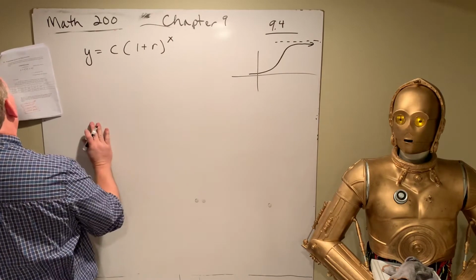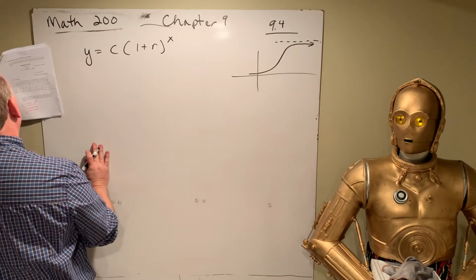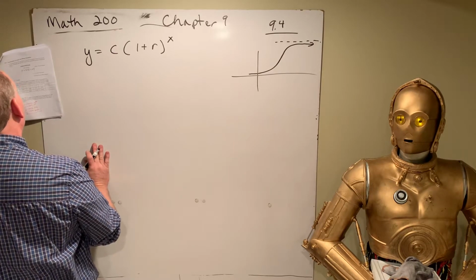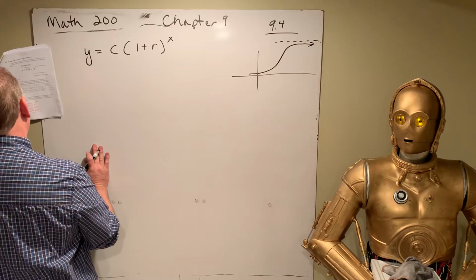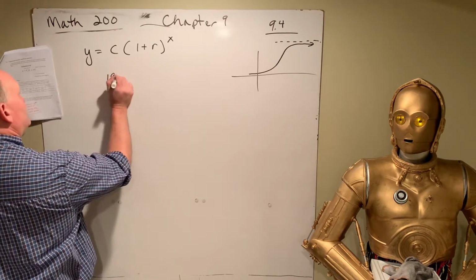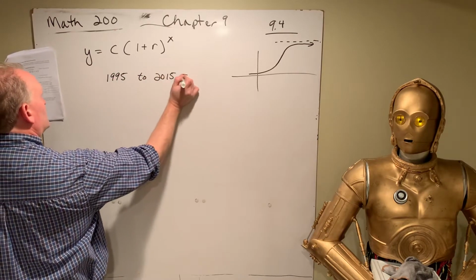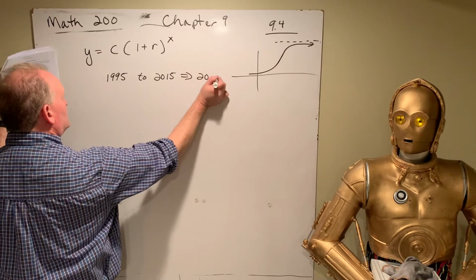In 1995, let's suppose a town named Jackson had a population of 15,500, consistently increasing 10% per year. If this yearly increase continues, predict the population in 2015. Okay, so it was 1995 to 2015. So we're looking at 20 years.